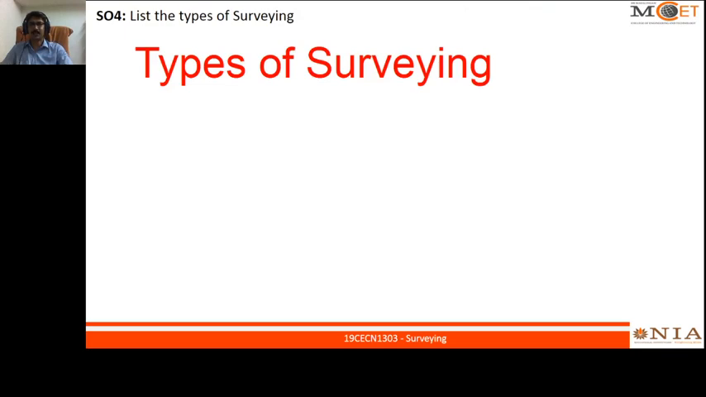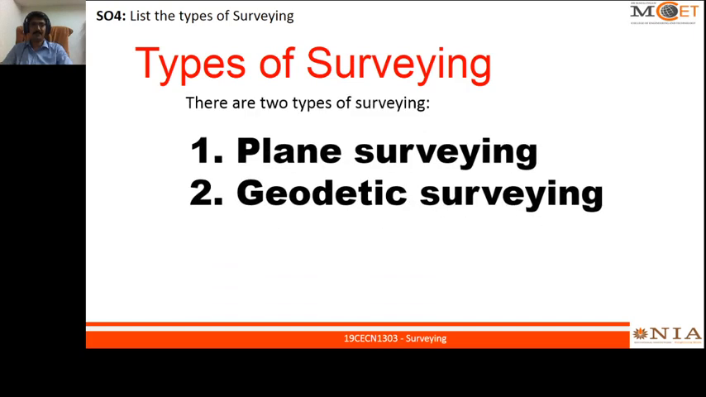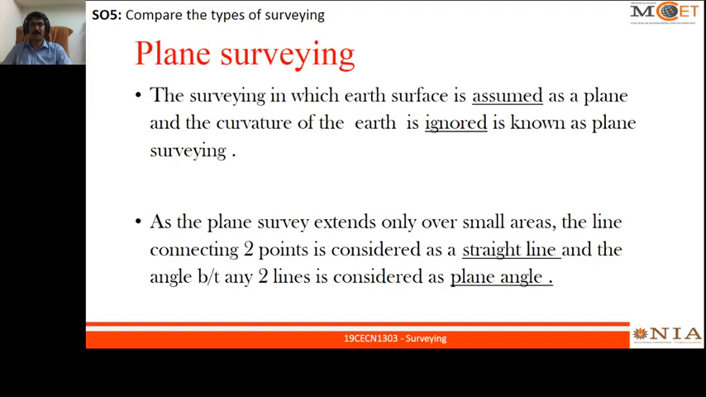Next comes the types of surveying. There are two types of surveying: plain surveying and geodetic surveying. These are the major types of surveying. We will see them one by one. First one, the plain surveying. Here the earth surface is assumed as a plane and the curvature of the earth is ignored. That means the earth is considered flat.